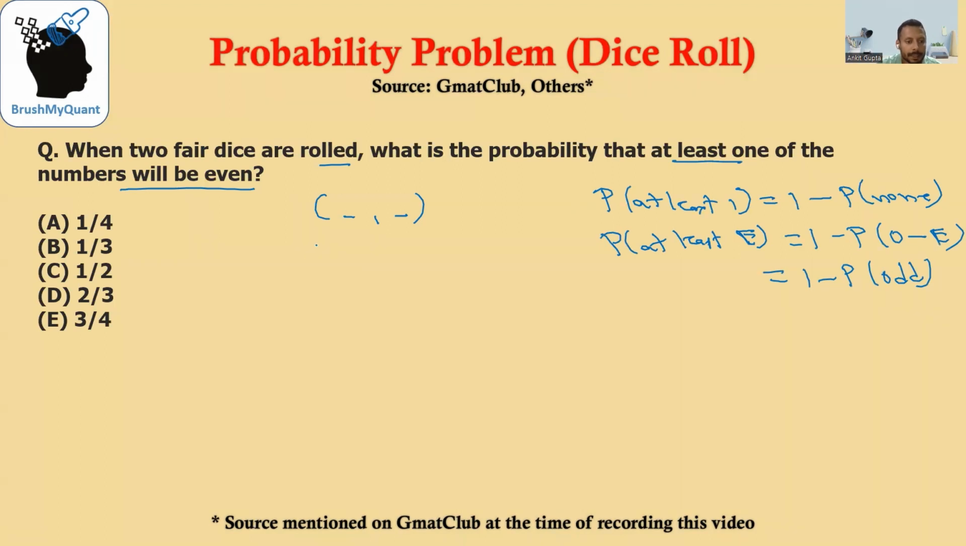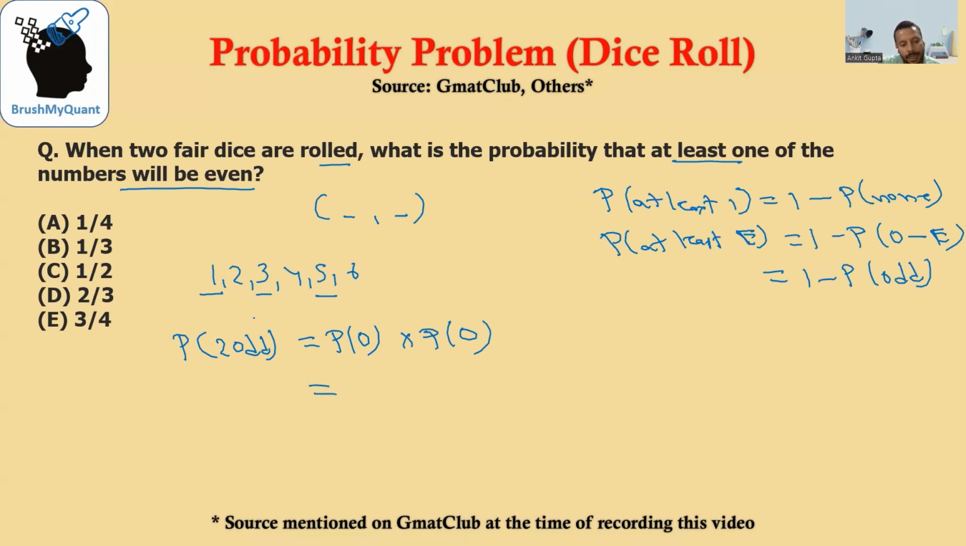Now, when you're rolling a fair dice, we have 6 cases. So you can get numbers from 1, 2, 3, 4, 5, 6. Now, 3 of these cases are the cases where you have odd numbers. Since you are rolling two dice, probability of getting both of them as odd is equal to probability of getting odd in the first one multiplied by probability of getting odd in the second one.